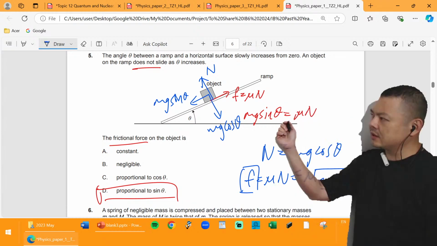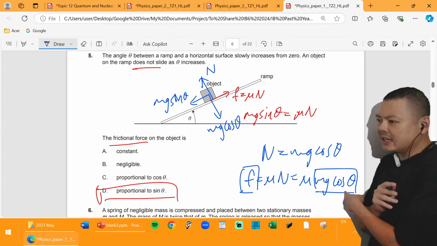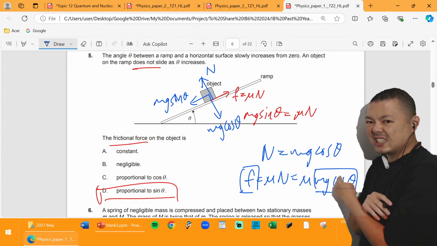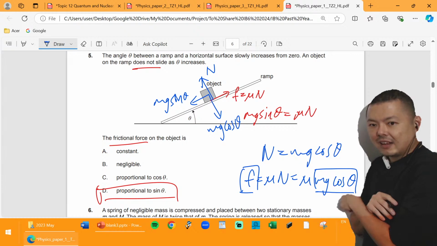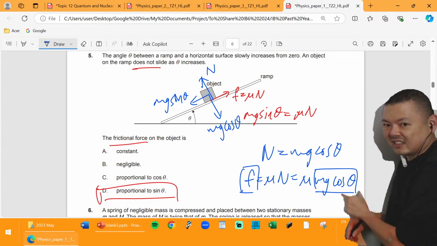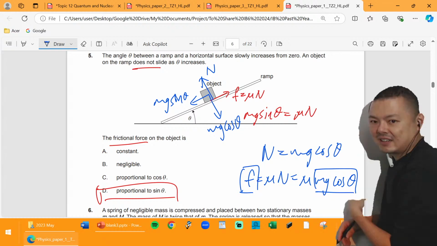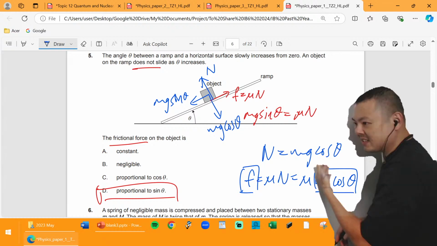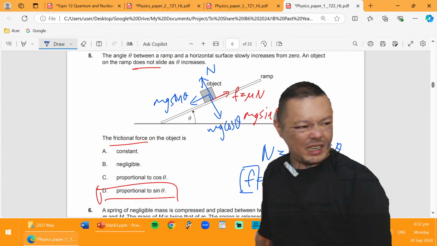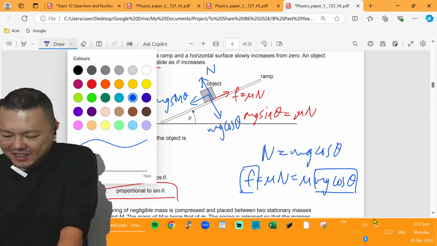But because I went to dig in a bit further now, I would think that as theta increases, cosine theta actually decreases, right? But as theta increases, the frictional force actually increases. So while this is increasing, cosine theta is actually decreasing. So it's not directly proportional to cosine theta, right? Because f increases, cosine theta decreases. Wow, that's actually quite scary though. Like I didn't even consider that.